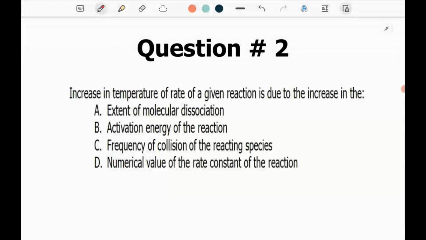Question number 2. Increase in temperature of rate of a given reaction is due to the increase in the A. Extent of molecular dissociation, B. Activation energy of the reaction, C. Frequency of collision of the reacting species, or D. Numerical value of the rate constant of the reaction.